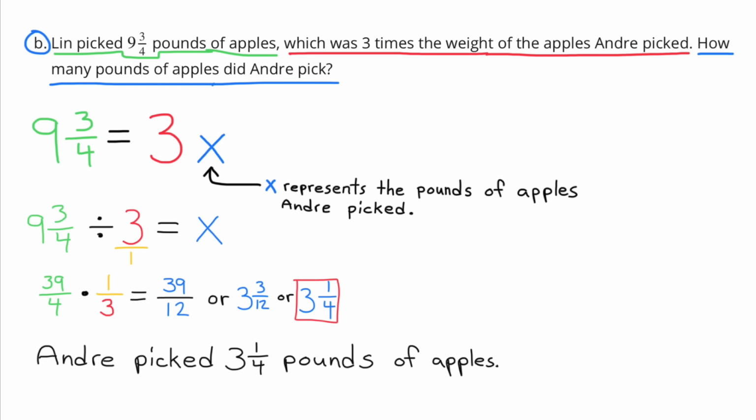9 3/4 can also be written as 39/4. We're going to multiply by the reciprocal of 3, and that's 1 over 3. 39/4 times 1/3 equals 39/12, or 3 3/12, which is the same as 3 1/4. Andre picked 3 1/4 pounds of apples.